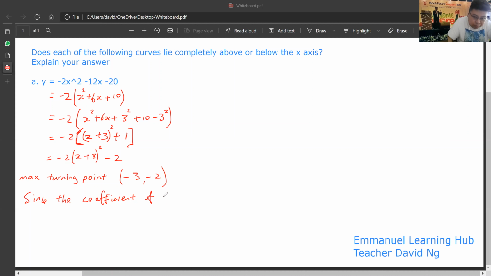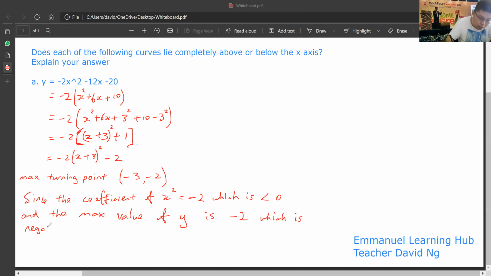Then we can say: since the coefficient of x squared equals minus 2, which is less than 0, and the maximum value of y is minus 2, which is negative, therefore the curve lies completely below the x-axis.